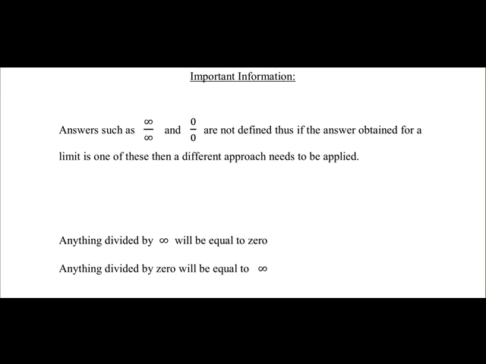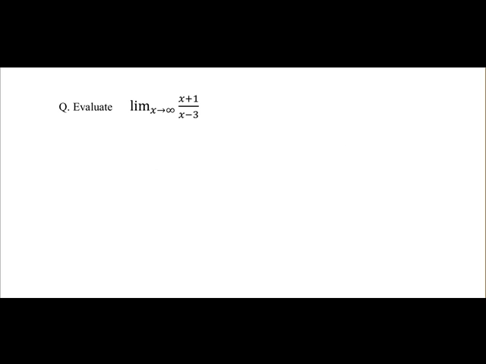Answers such as infinity over infinity and 0 over 0 are not defined. So if you solve a limit and get either of those as an answer, then you know you need to take a different approach to solving that particular limit. Also, take into account that anything divided by infinity will be equal to 0, and anything divided by 0 will be equal to infinity. So we'll take an example here.